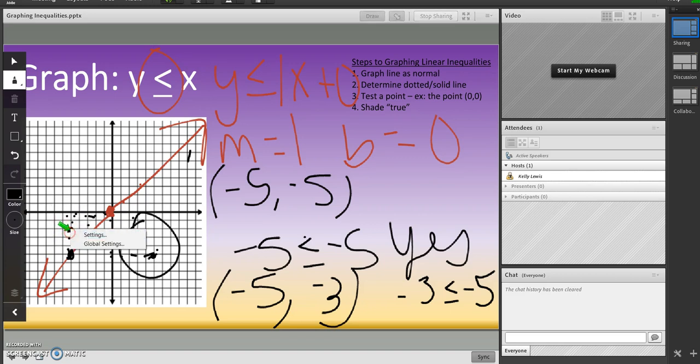All right, there's -5, -3 right here. All right, -3 is not less than -5. It's actually greater. So we aren't going to shade where that point is. We're going to shade the opposite. Okay. That was kind of tricky, but I wanted to show you that we don't always use 0, 0. If the line is actually on 0, 0, we can't use it. But 95% of the time, we're going to use 0, 0.